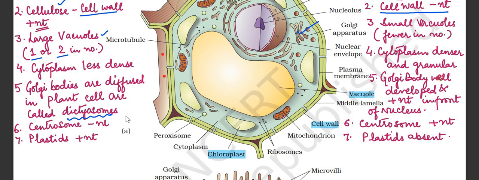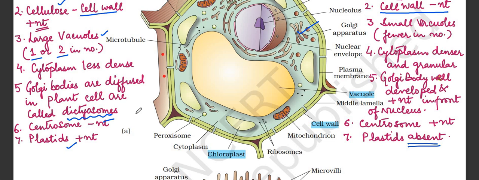Next, centrosome or centriole is absent in plant cell. The centrosome and centriole show the function of cell division. Centrosome or centriole both are present in animal cell. Now again, plastids are absent in animal cell but present in plant cell. So plastids are chloroplast, leukoplast, amyloplast. Those are the plastids you have studied in your previous classes.